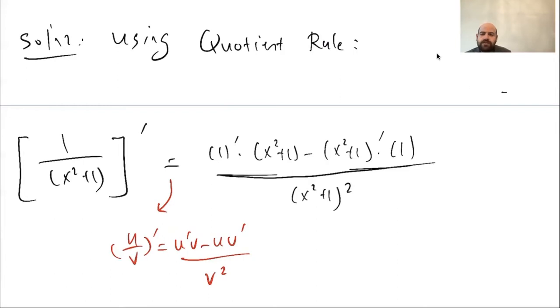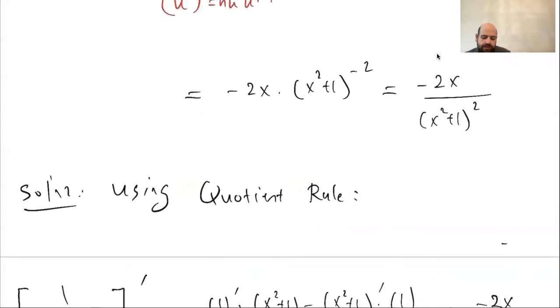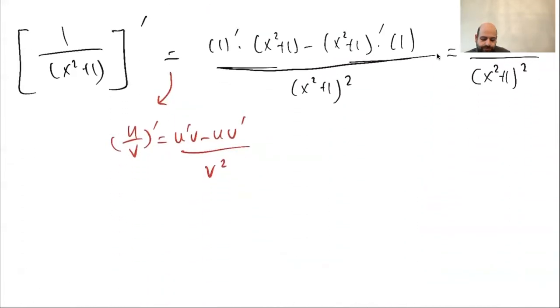Now, the derivative of a constant function is 0. So the first term vanishes, and the second term, minus 2x, will survive, divided by x squared plus 1 to power 2, which is the same answer as what we did for solution 1. So same answer as above.